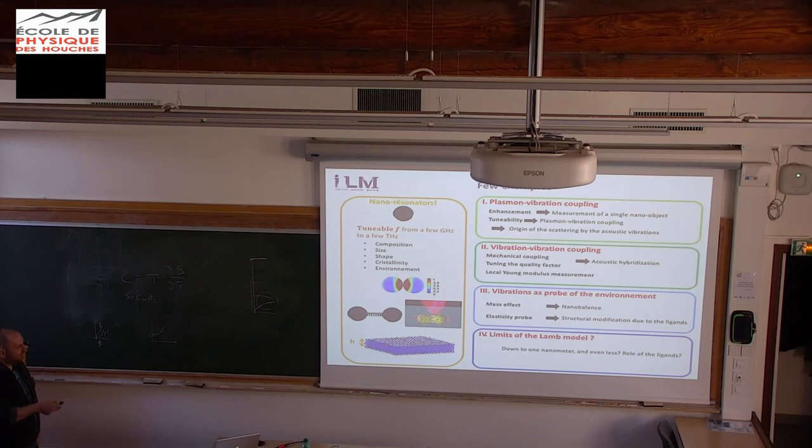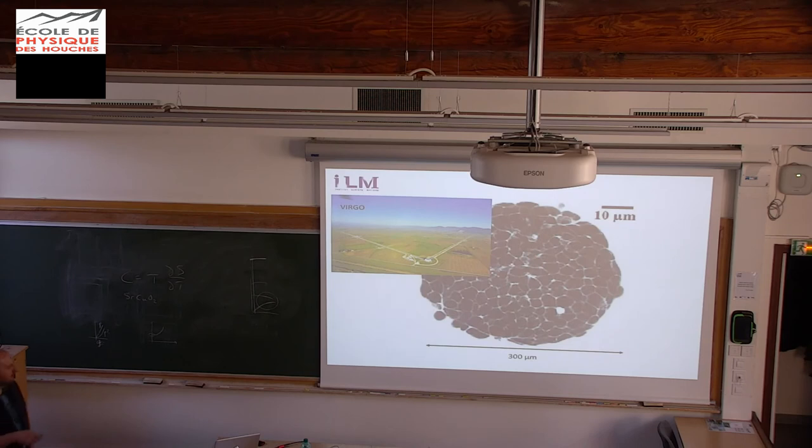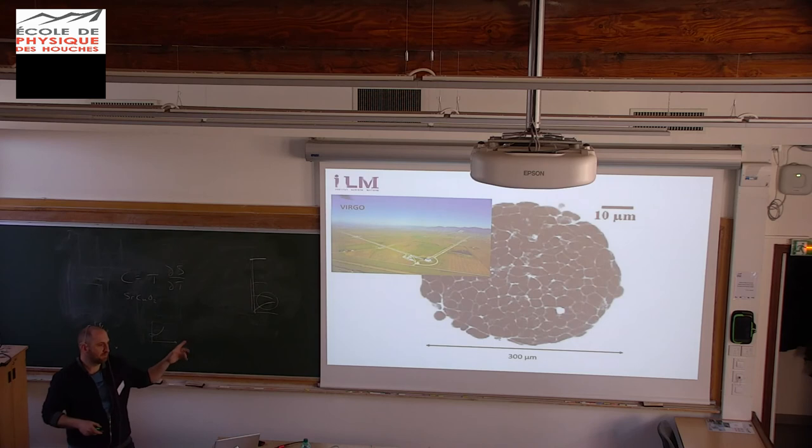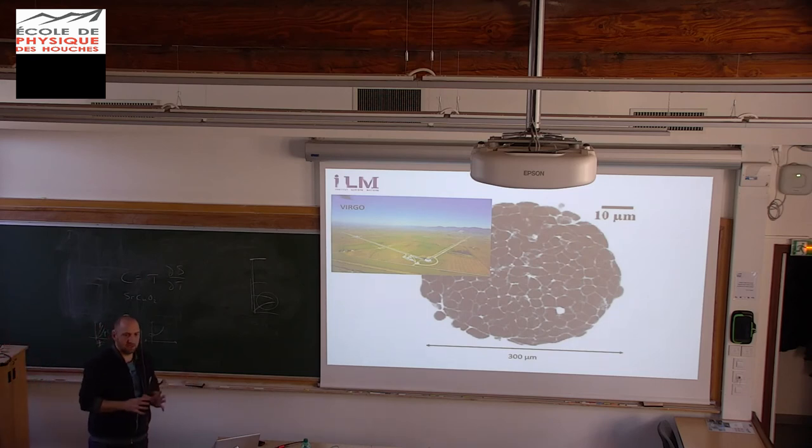I don't put it here, but I have a last example to show you. This big object is 300 microns, and 300 microns is around kilohertz vibration. They didn't allow me to use Virgo yet, so I will not speak about vibration of the system, but about acoustic waves inside this. This is a biological system, a spheroid of cancer cells. It's a model system that biologists produce to investigate the effect of drugs on cancer tumors.